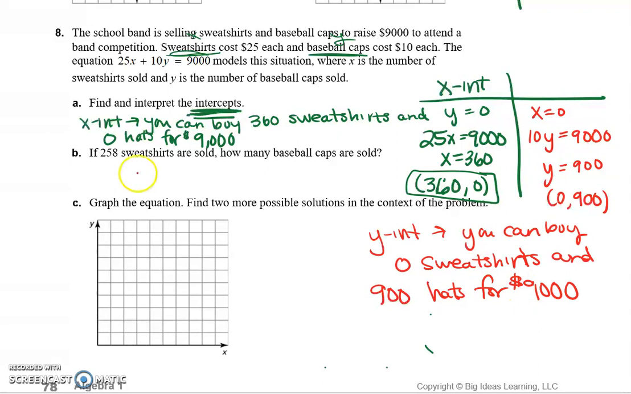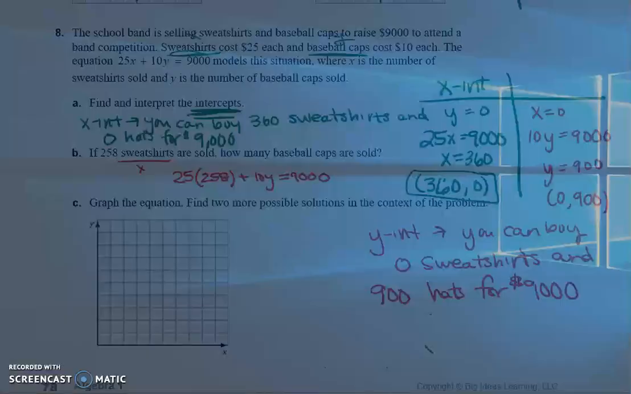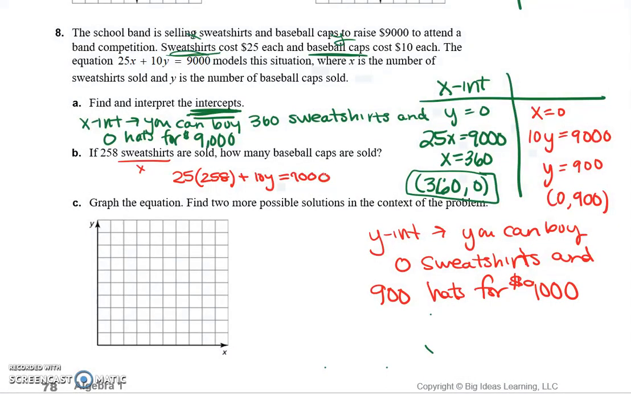Okay, so this says if 258 sweatshirts are sold, how many baseball caps are sold? So sweatshirts are x. So I would do 25 times 258 plus 10y equals 9,000. 25 times 258 is 6,450. If I subtract that from 9,000, I'm left with, I'm running out of room, so I'm not showing all my work, 10y equals 2,550.